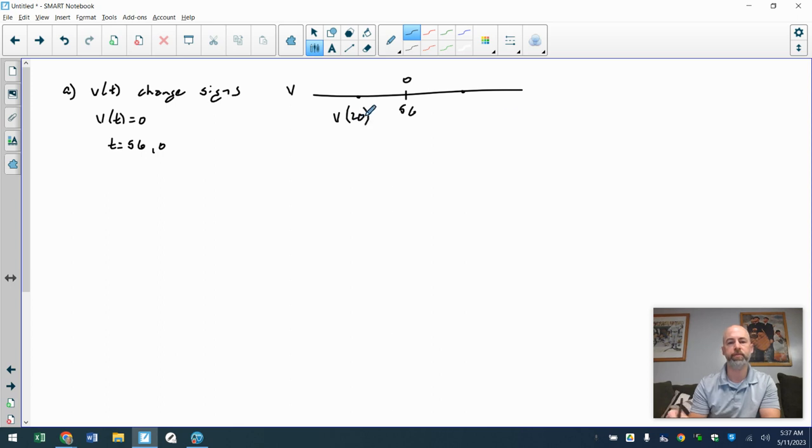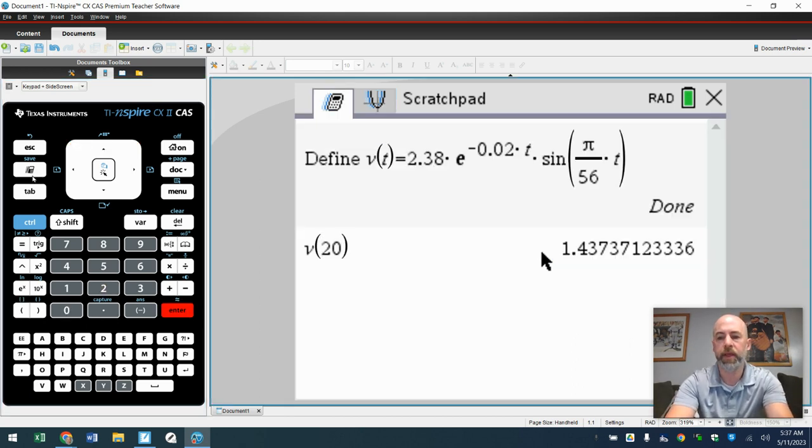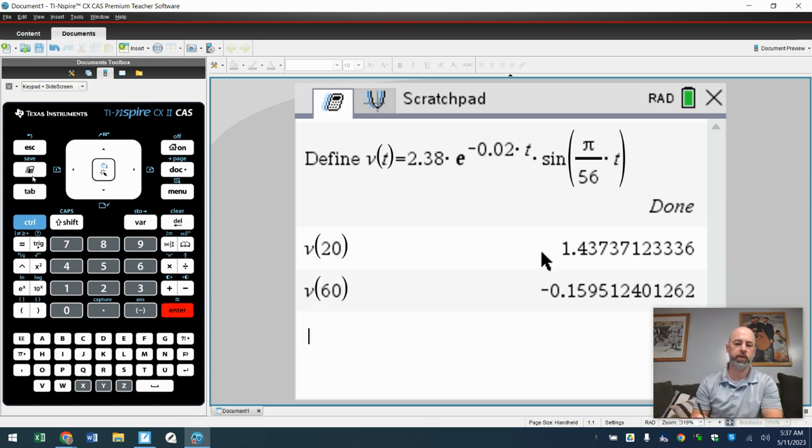You can pull a random number. Usually I pick something simple like 0, but since this is a calculator question, I'm just going to plug numbers into the calculator. So let's do v of 20 and v of 60. So I'm going to go back to my calculator here, and I'm going to actually type in what is v of 20 and what is v of 60. And I got a positive followed by a negative.